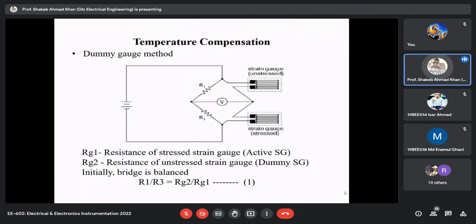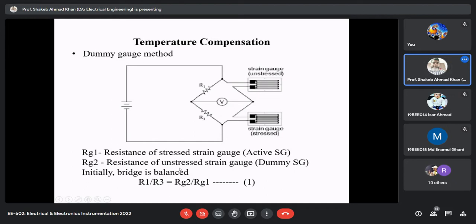Now, this is the claim, and what is the condition? We'll try to find out the condition. As you know, suppose Rg1 and Rg2 are the resistances of strain gauges. This is the resistance of a strain gauge, and Rg2 is the resistance of an unstressed strain gauge, meaning the dummy strain gauge. So when the bridge is balanced, R1 by R3 should be equal to Rg2 by Rg1. This is the bridge balance equation.